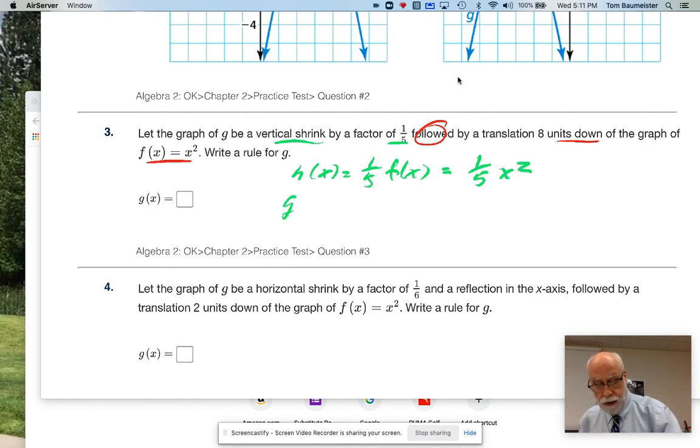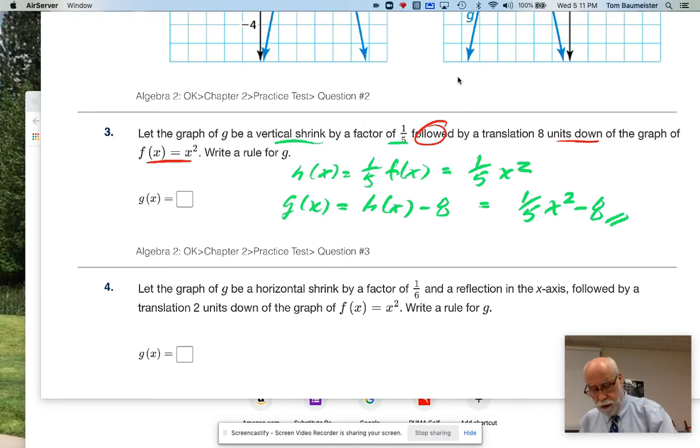Then our g of x, which is the one that we're going to finish up with, we're going to take our h of x. And again, since it's 8 units down, it's going to be on the outside. So our final answer will be 1/5 x squared minus 8. And again, like I told you before, make sure when you're looking at this, are you talking about the g of x? Do they already have it? Don't put it down again.